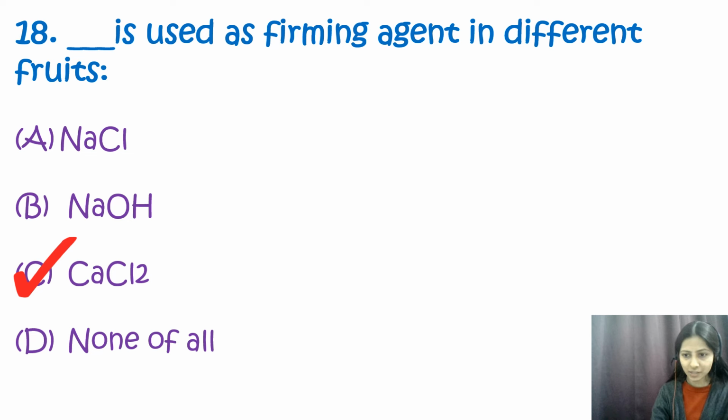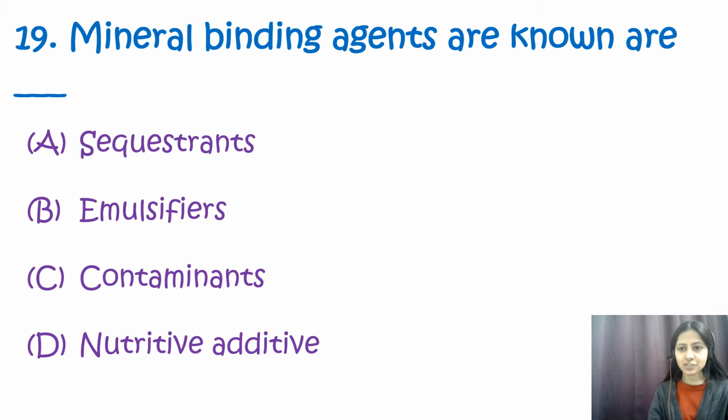Question number 19. Mineral binding agents are known as, options are A sequestrants, option B emulsifiers, C contaminants, and D nutritive additives. So the mineral binding agents are known as sequestrants. Whereas emulsifiers are the substances which help to mix two immiscible liquids, for example oil and water. They reduce the surface tension between them, and this further leads the food to have a smooth uniform texture and prevents the separation of the ingredients.